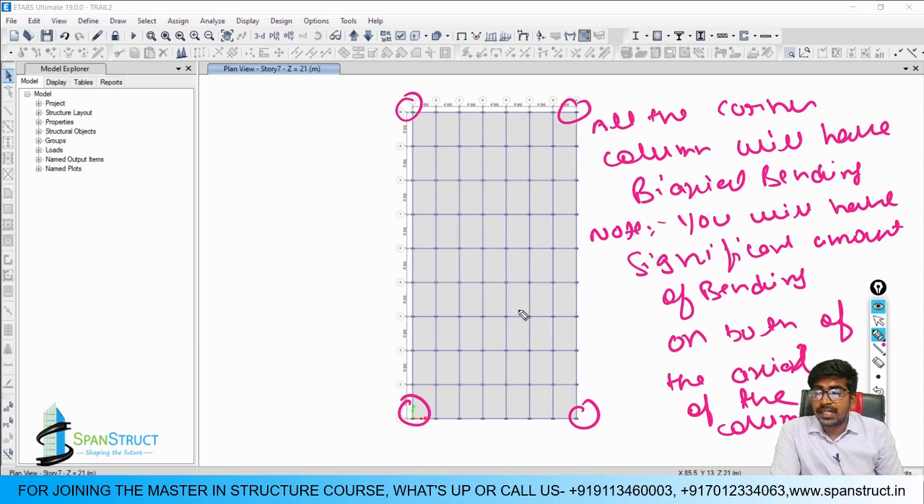It does not mean that the columns inside do not have biaxial bending. I would not say that, because these columns may also have biaxial bending. This column also may have biaxial bending. The condition is that if this distance is not equal to this span, the spans being non-uniform, these columns will have a significant amount of bending in that direction.